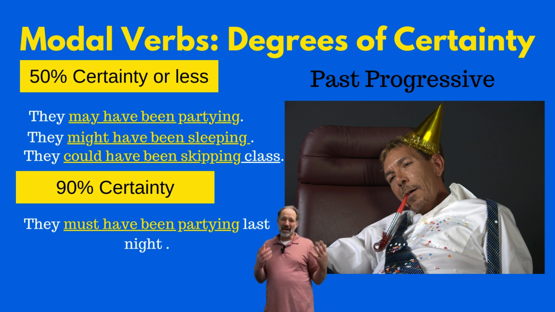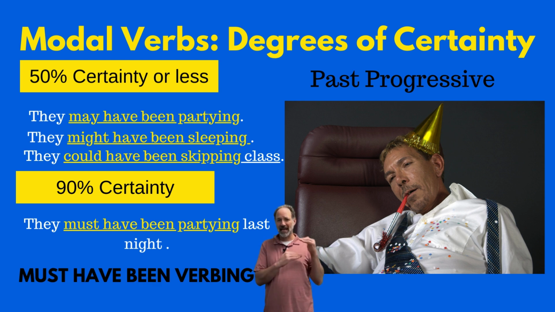So for when I'm about 90% sure or have a lot of evidence to show that something is true, we could use must have been verbing.